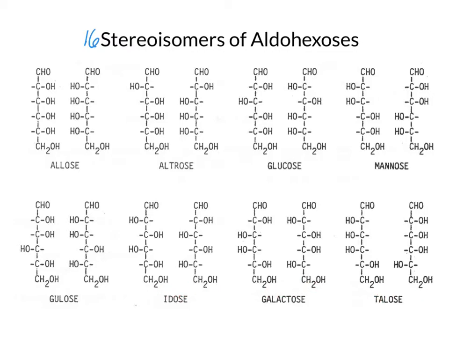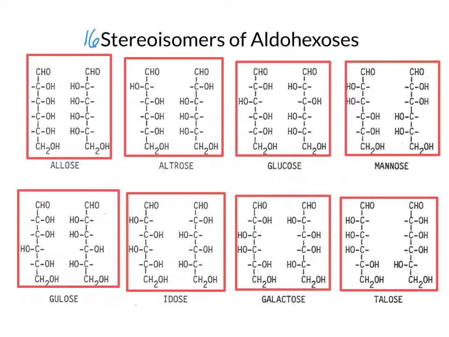And notice that they have the same name. So they're both called allose. These two are both called altrose. These two are both forms of glucose. We're going to talk next about how we identify one from the other. There's going to be a slight change in their name as we do this.